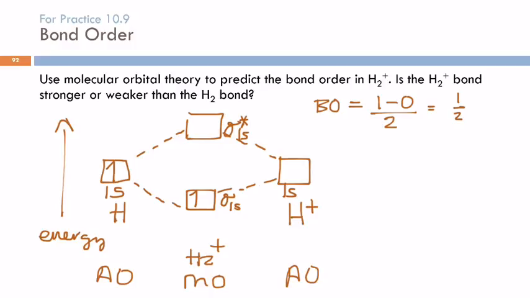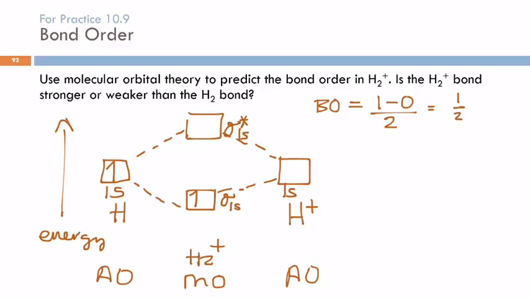We looked at the H2, and its bond order was 1. The bond order for this H2 bond was 1. This bond order is 1/2. Is this stronger or weaker? Weaker. It's weaker. The larger positive the bond order is, the stronger the bond is. 1/2 is just barely above 0, and so a bond will form, but it's going to be weaker.